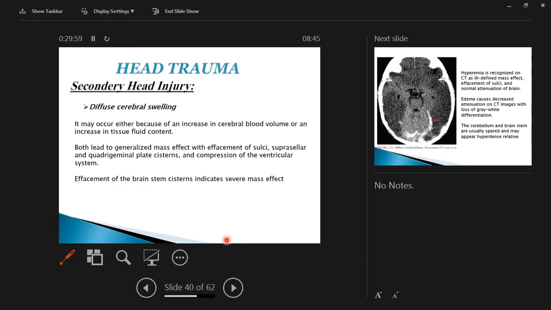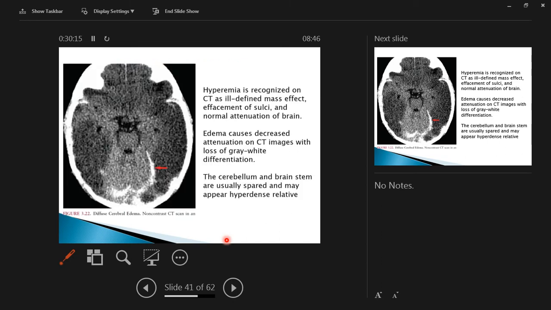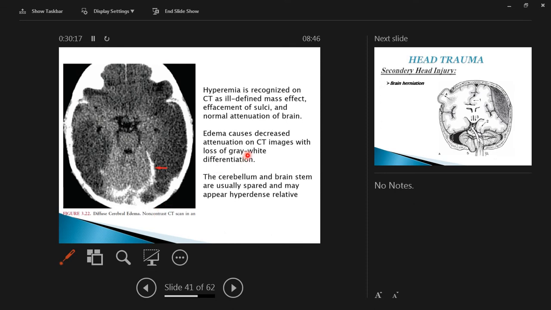called edema, cerebral edema. Both lead to generalized mass effect with effacement of sulci, suprasellar, quadrigeminal cisterns, and compression of the ventricular system. Effacement of the brain stem cisterns indicates severe mass effect. Hyperemia is recognized in CT as ill-defined mass effect and effacement of the sulci and normal attenuation of the brain.